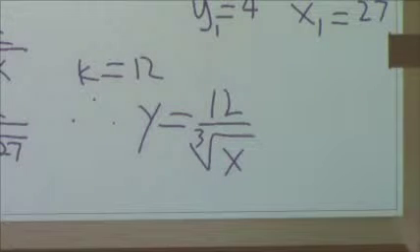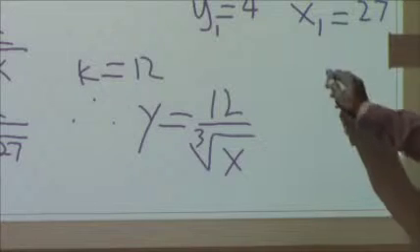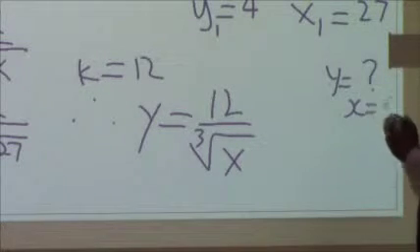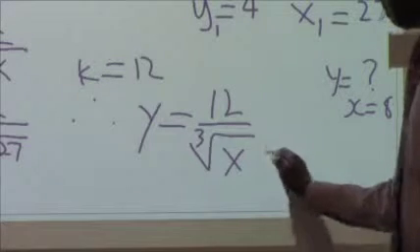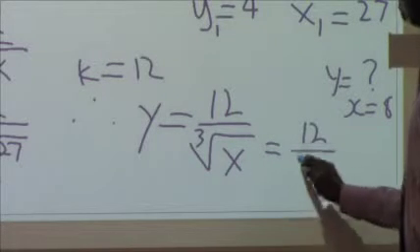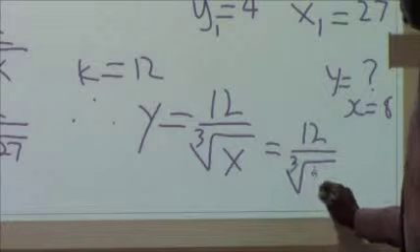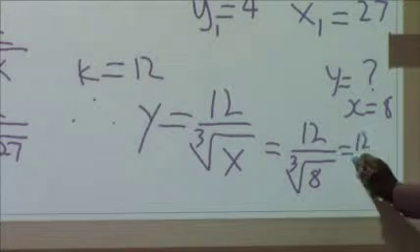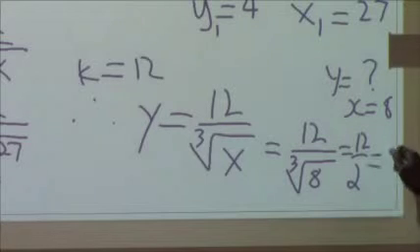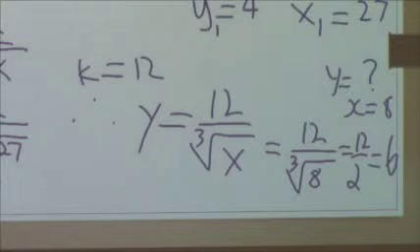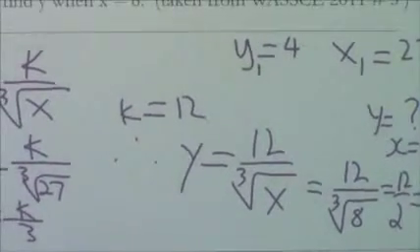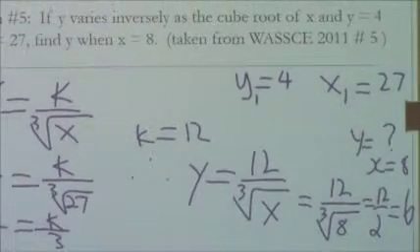Now, in the other part of the problem here, they want us to find y. What is y when x is equal to 8? So let's do some replacement here. So we have 12 over the cube root of 8. What's the cube root of 8? That's 2. So we have 12 over 2. And our answer will be 6. So when x is equal to 8, y will be equal to 6.